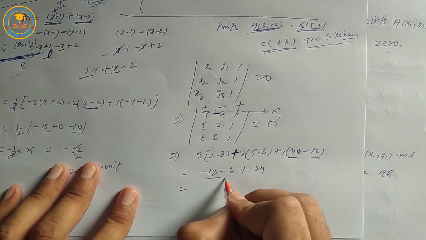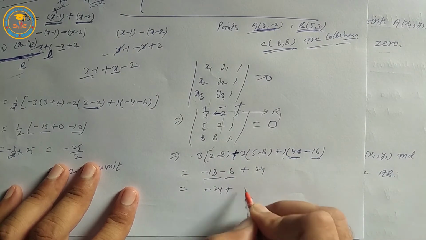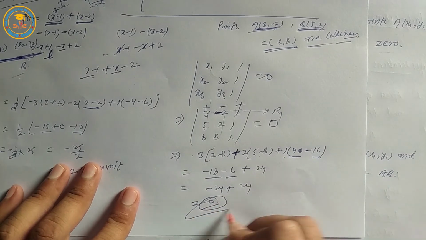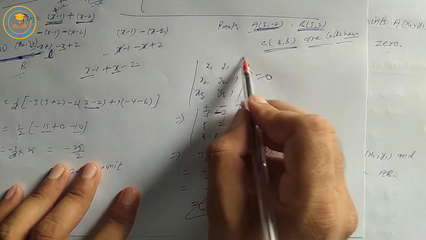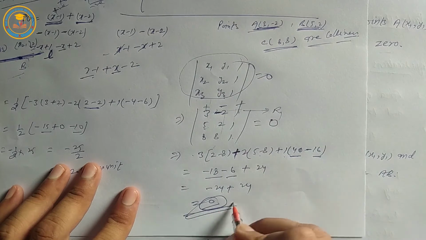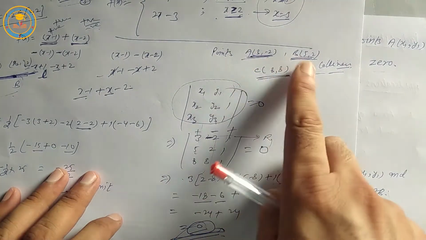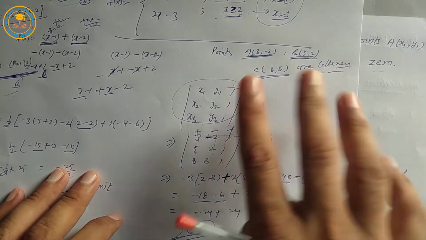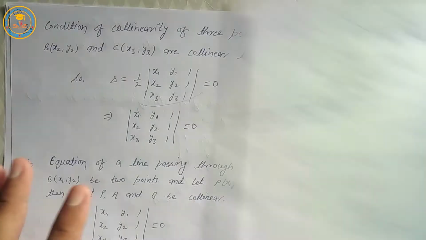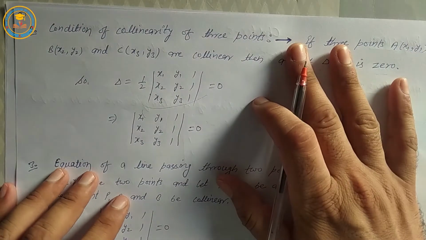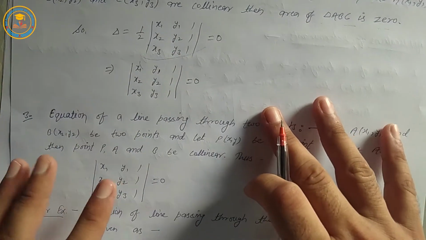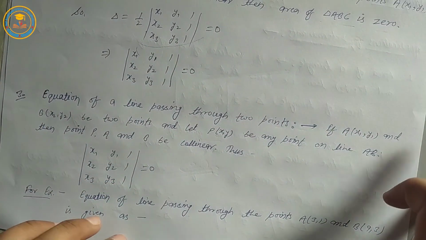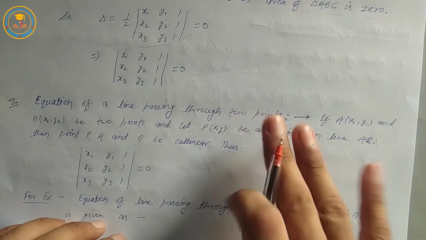Minus 24 plus 24 is equal to 0. It means the area of the triangle is equal to 0, so points A, B, C are collinear. Second application complete.